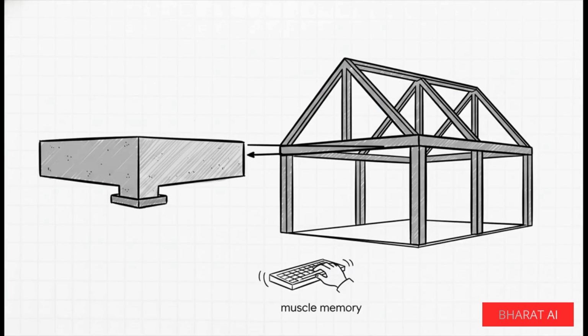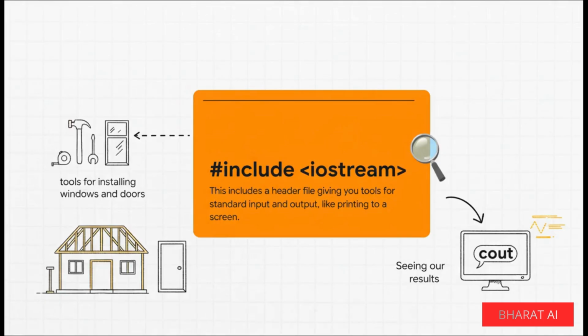So this is what we call boilerplate code. You can think of it as the absolute non-negotiable foundation and framework for any C++ program. Seriously, you're going to be typing this stuff out so often, it'll practically become muscle memory. Okay, let's look at that first line. #include <iostream>. What's that all about?